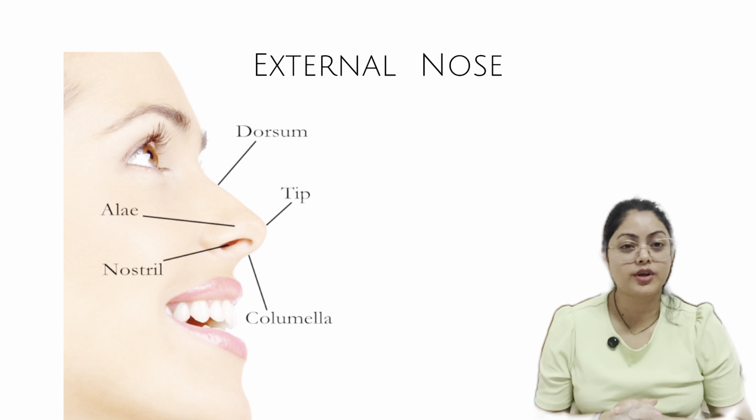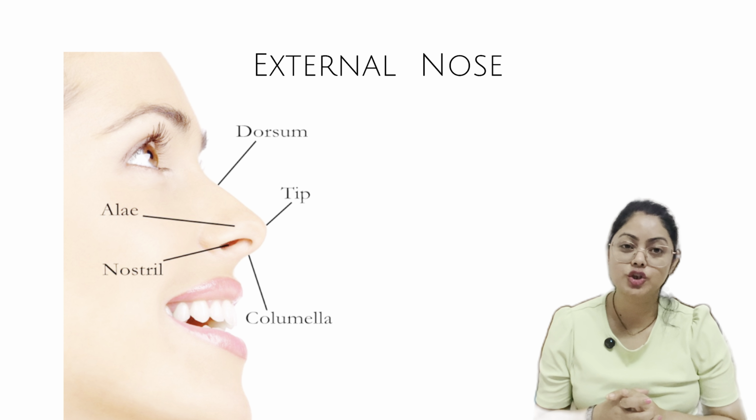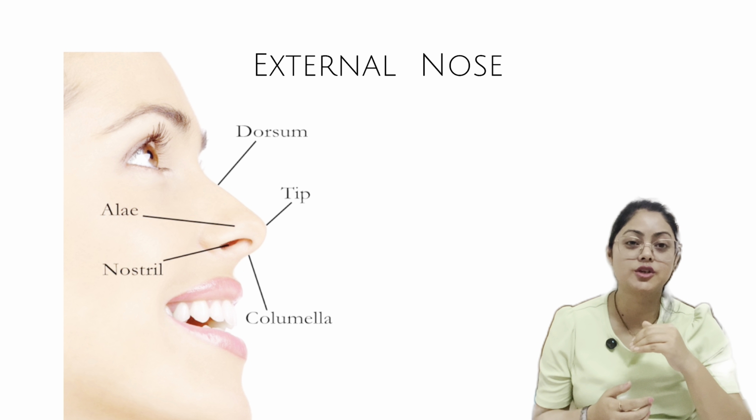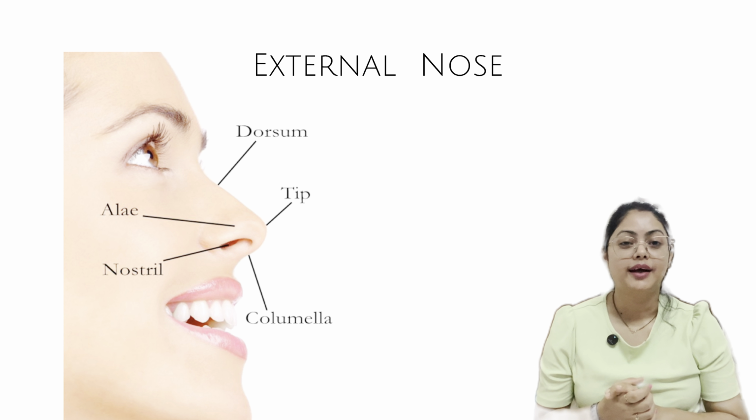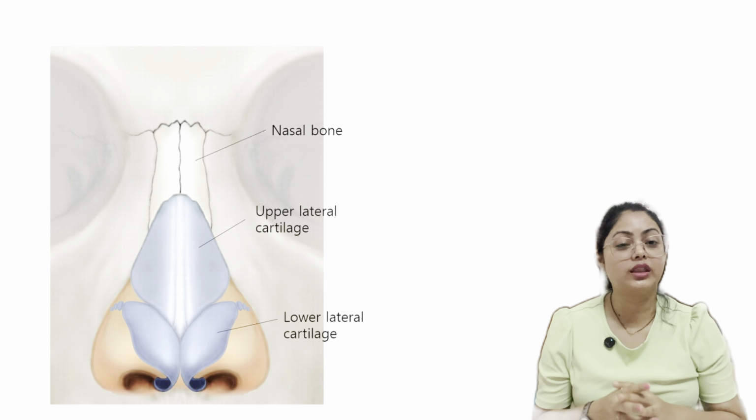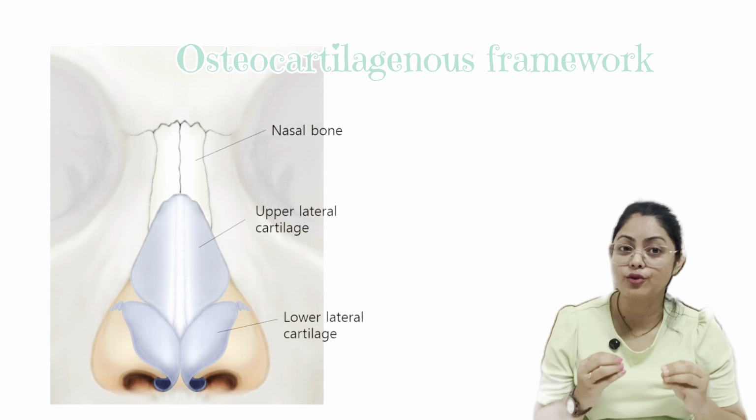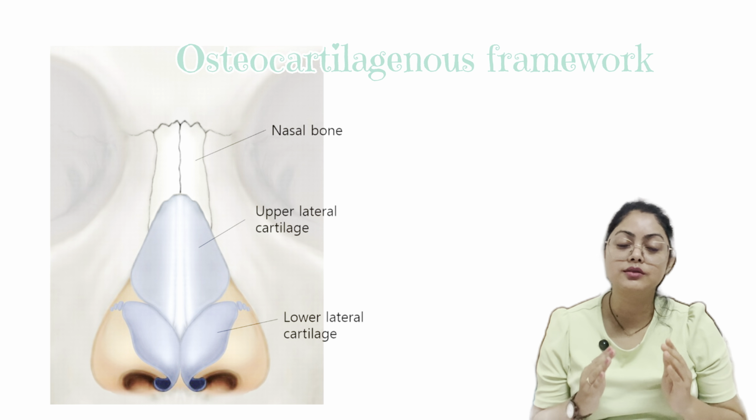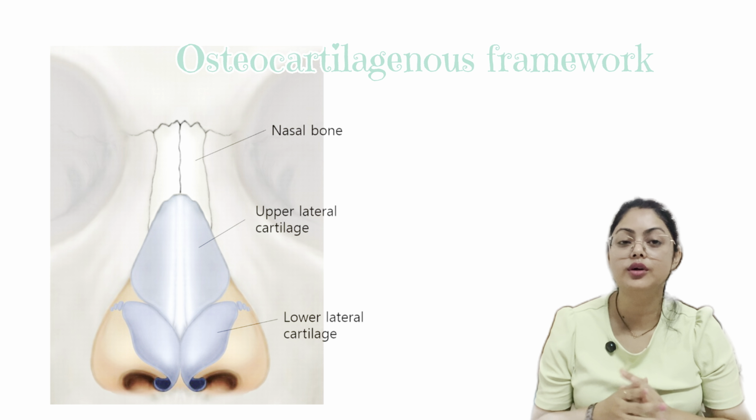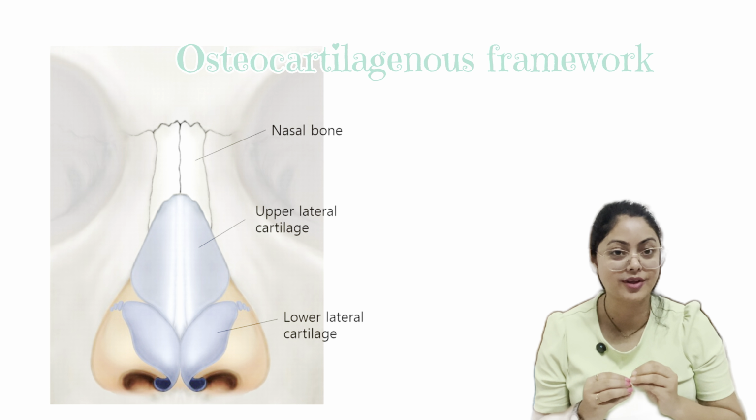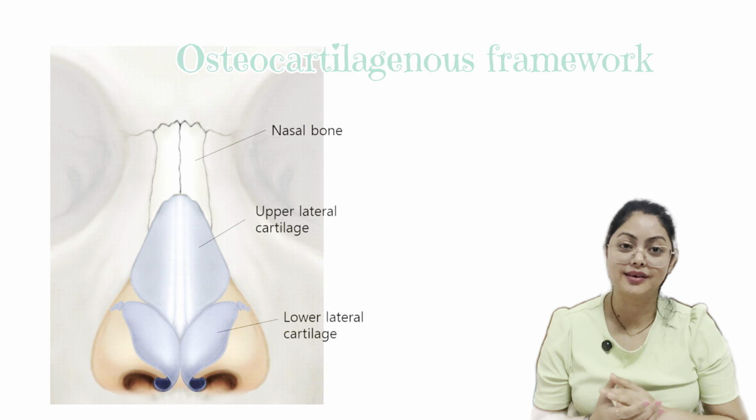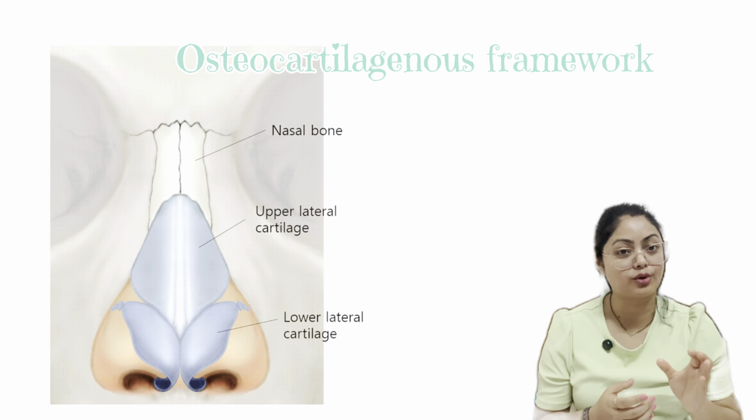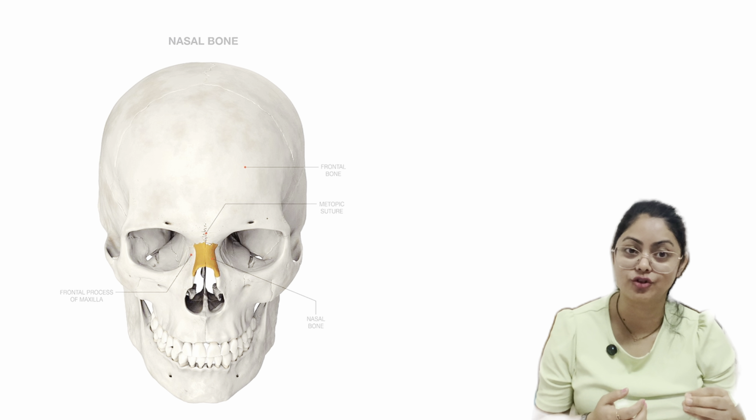The external nose is pyramidal in shape, with its base directed downwards and the root directed upwards. The external nose is actually made up of an osteocartilaginous framework. That is, the nasal pyramid consists of an osteocartilaginous framework covered by the muscles and the skin. So let's discuss the individual parts. The osteocartilaginous framework means it has got a bony part and a cartilaginous part.